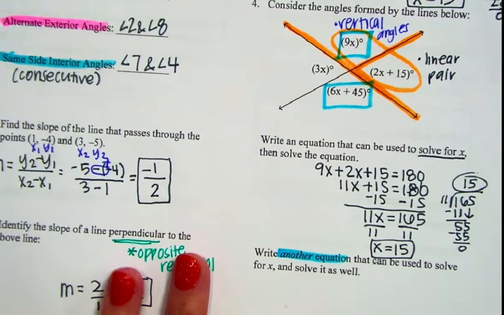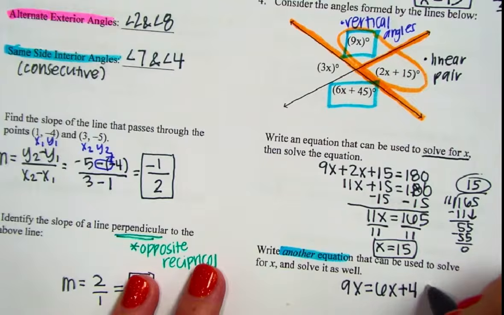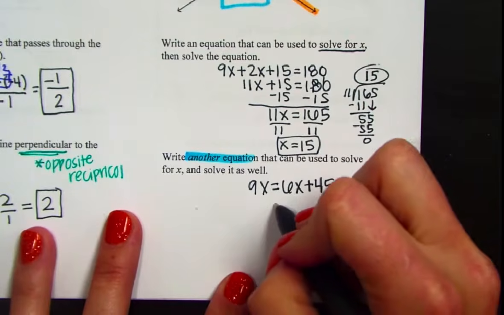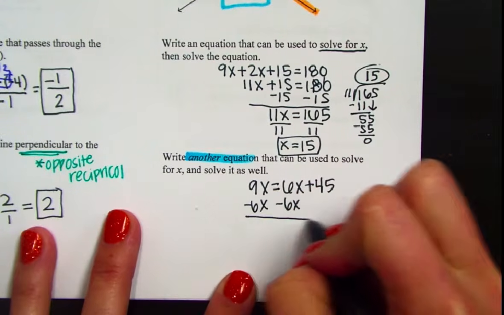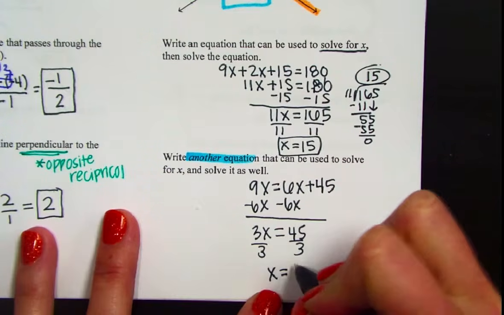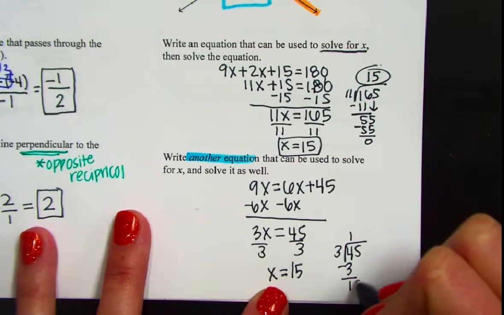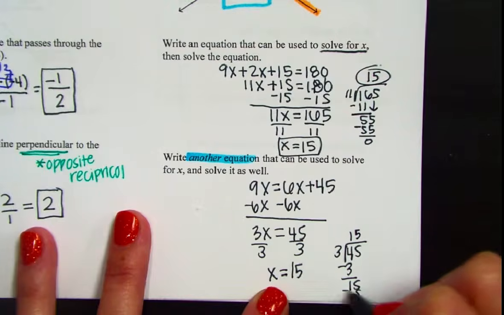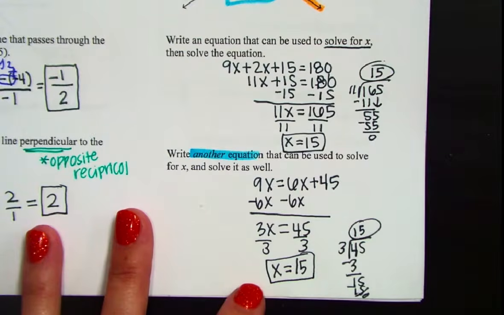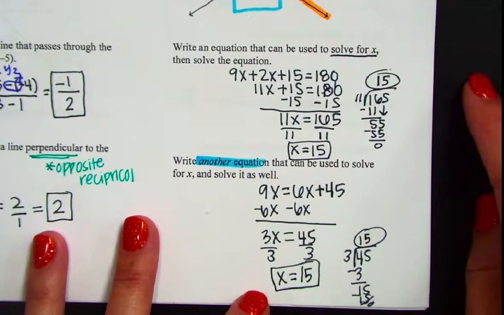So I'm going to set that up as 9x is equal to 6x plus 45, because they are vertical, they're congruent. So then I solve by moving the 6x to the other side, and then dividing by 3. X is equal to 15. And then I'm going to go ahead and show that work. No remainder. So x equals 15. And you should get x equaling the same number in this problem.